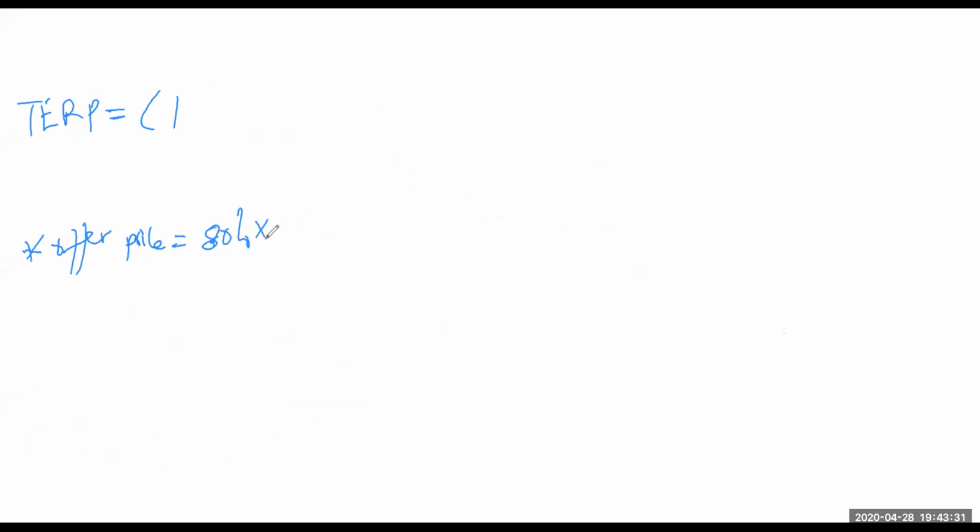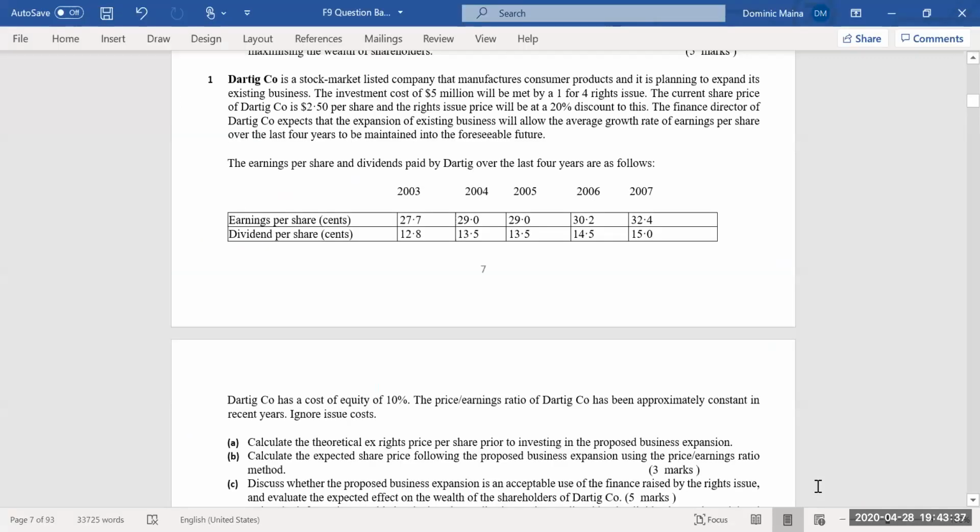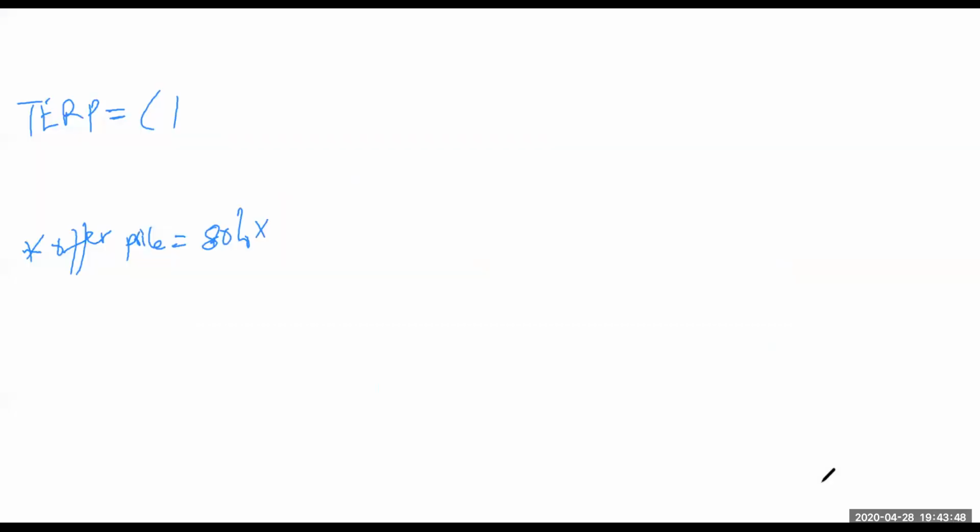The current share price from the question, we've been told, is equal to 2.5. So 2.5 times 80% will be the offer price. 2.5 times 80% gives us how much? It gives us 2. Confirm.